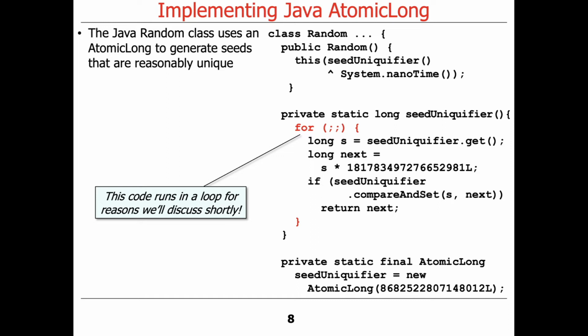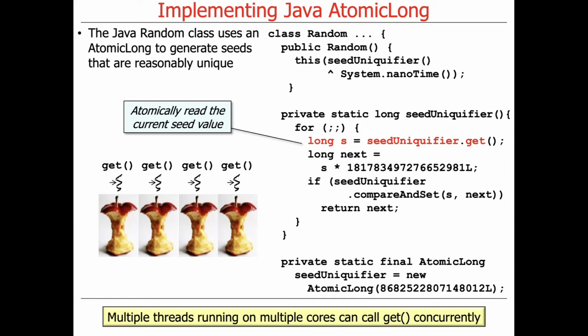It has to do with the fact that we do an atomic read here and then an atomic compare and swap here. And we need to make sure that we keep looping as long as the value we got back changes between where we read it from the get call, storing it in S, and when we do a compare and set down here. We need to make sure that nothing has changed.